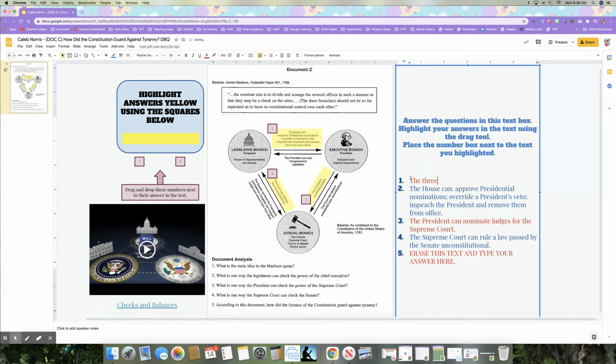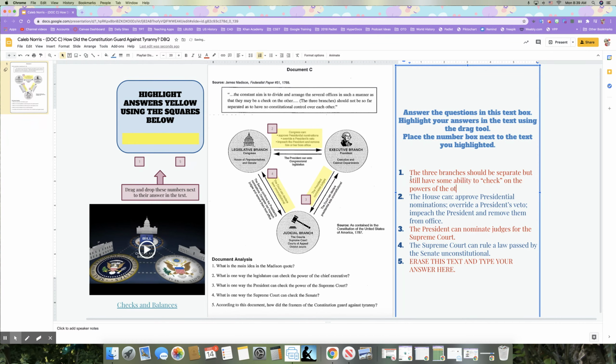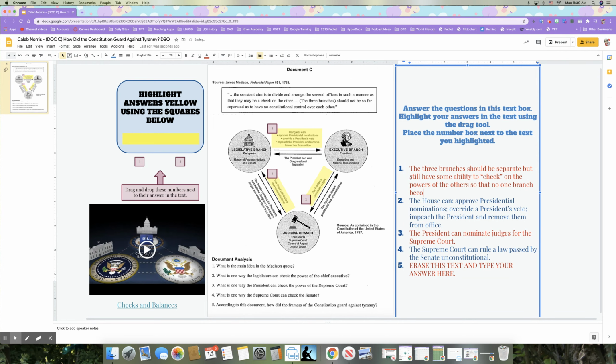The 3 branches should be separate, but still have some ability to, quote, check on the powers of the others so that no one branch becomes too powerful. Okay, and we can get that from our answer here. We want to divide and arrange the offices.